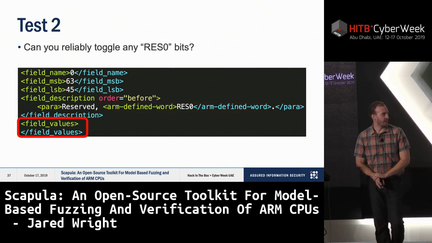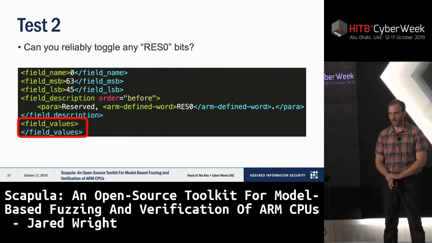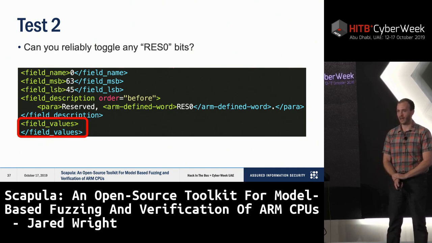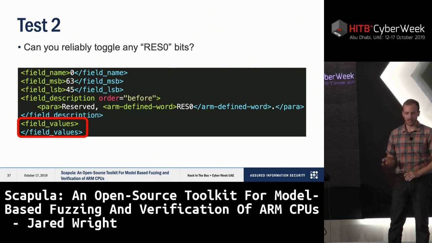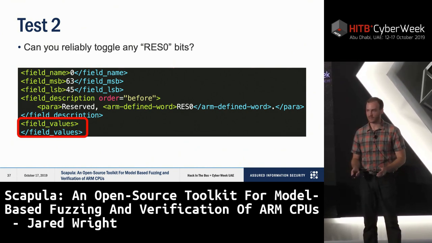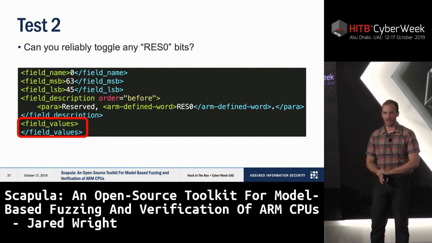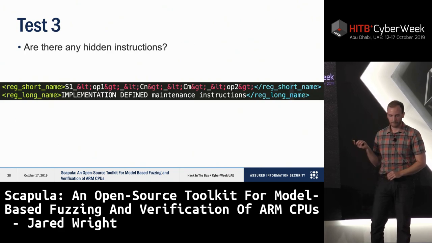The next one, I noticed that a lot of the reserved zero bits have this XML tag for field values, or things that should be able to be written there, and it's just empty in the spec. So I had another thought: let's find out if we can reliably toggle any reserved zero bits on and off. If the value isn't defined, can you find ones that actually work as if they are control bits? Let's do that one as well.